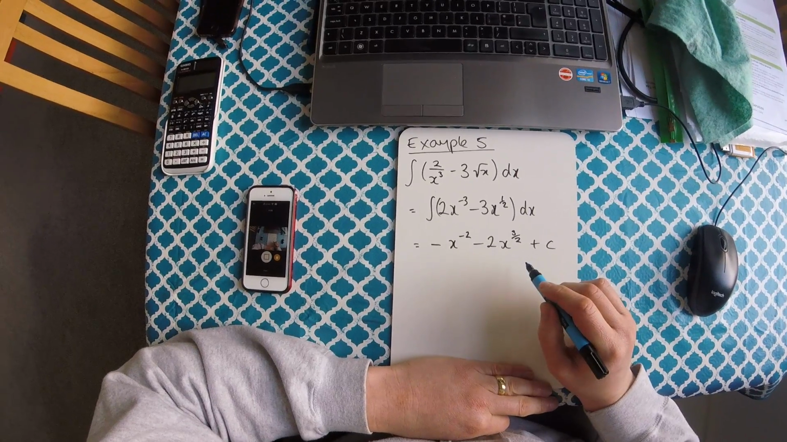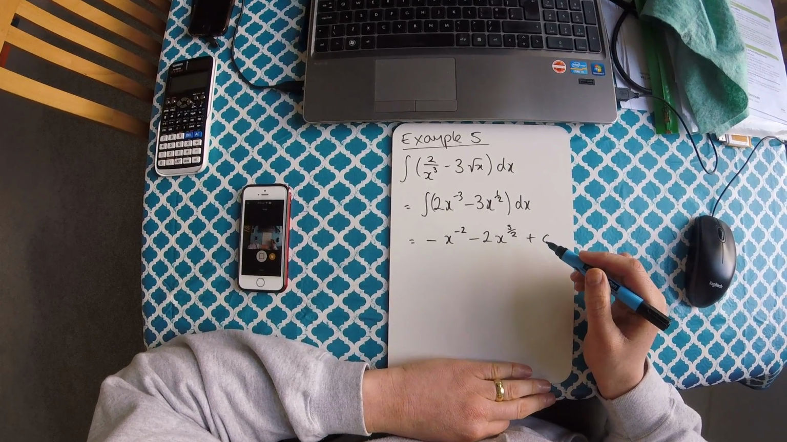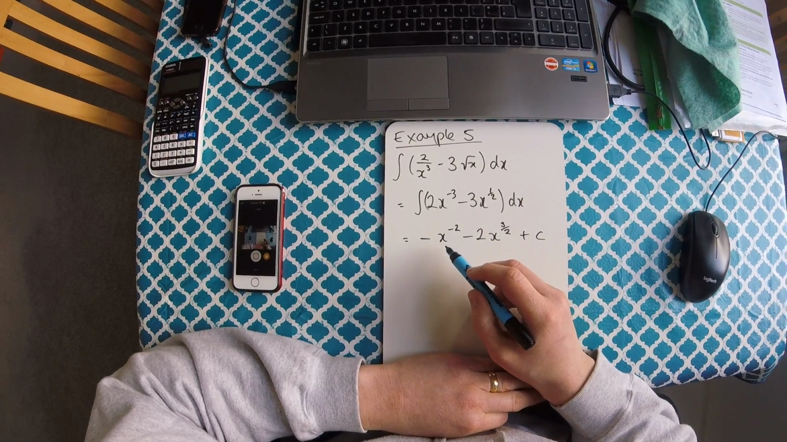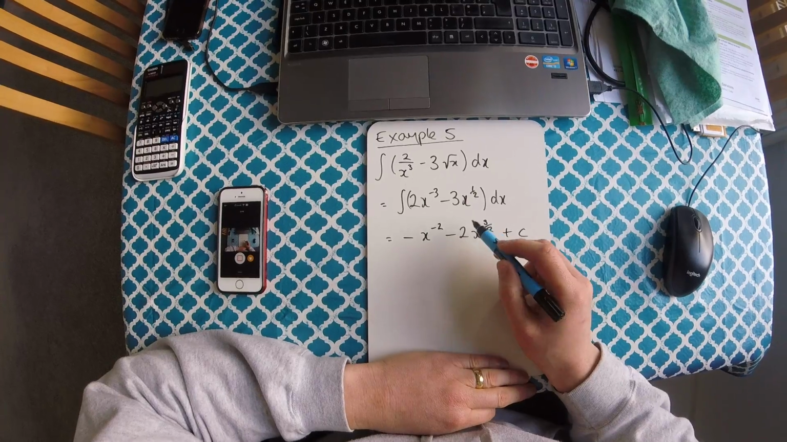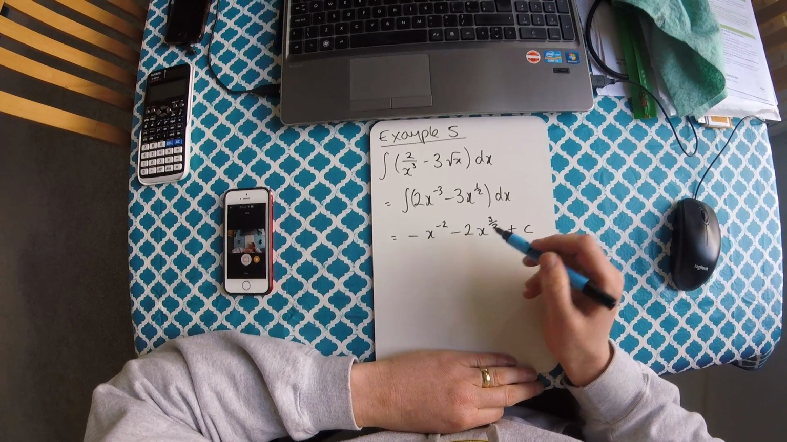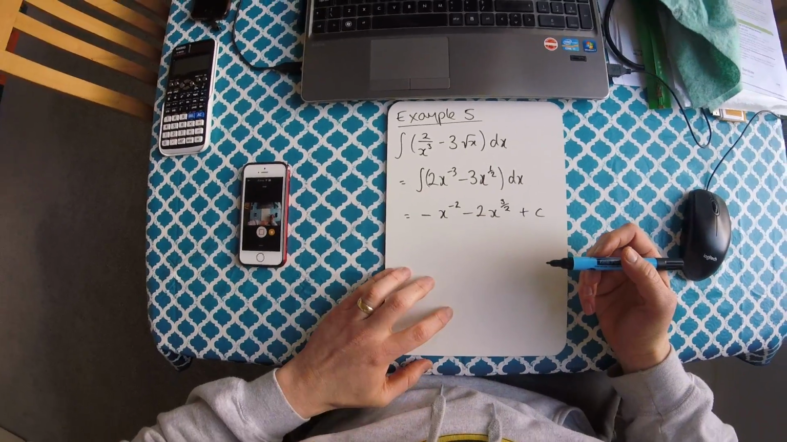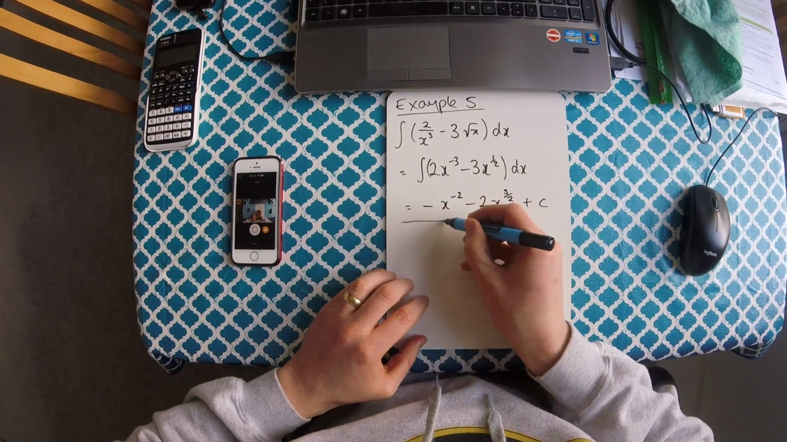We can leave it there. You could turn it into a fraction. We could call this minus 1 over x squared, I guess. We could put this as root x all cubed, but I think in terms of what we're doing here, that's probably all right. So let's shift on to b.